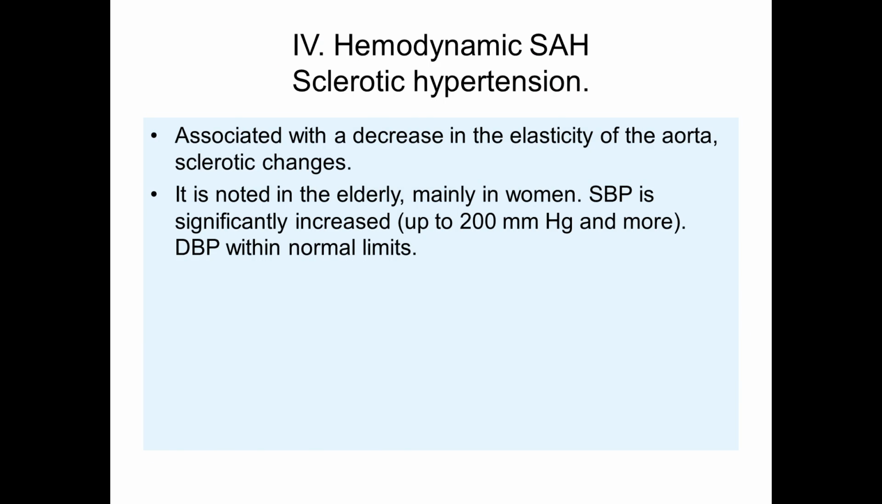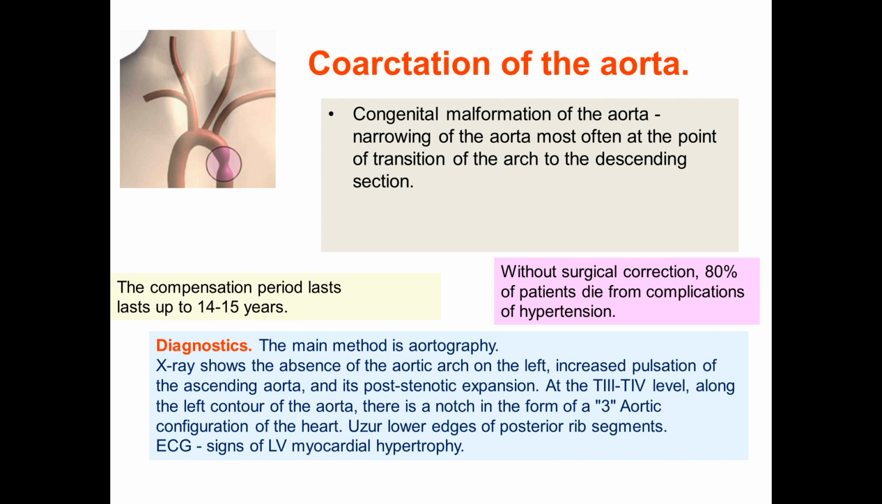Other types of hemodynamic secondary arterial hypertension include coarctation of the aorta. In coarctation of the aorta, pressure increases because of narrowing of the aorta, most often at the point of transition of the arch to the descending section. You see high pressure in the upper extremities and very low pressure in the lower extremities. For diagnosis you can use BP measuring in legs and arms, and also X-ray and ECG.